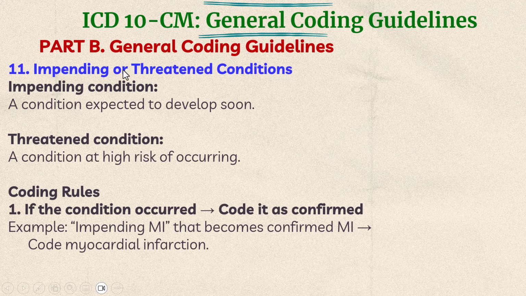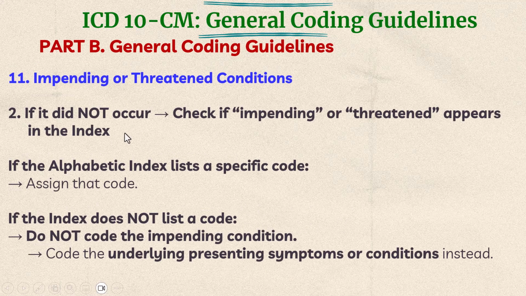Number 11, impending or threatened conditions. An impending condition is a condition expected to develop soon. A threatened condition means a condition at high risk of occurring. So the coding rules are, if the condition occurred, code it as confirmed. For example, impending MI that becomes confirmed MI, code myocardial infarction. If it did not occur, check if impending or threatened appears in the index.